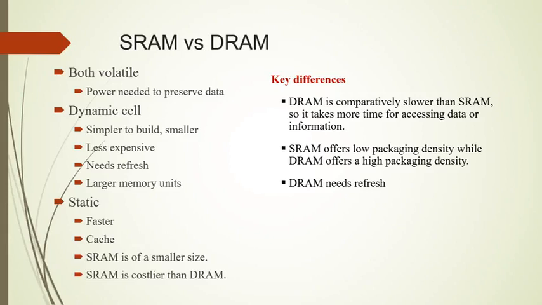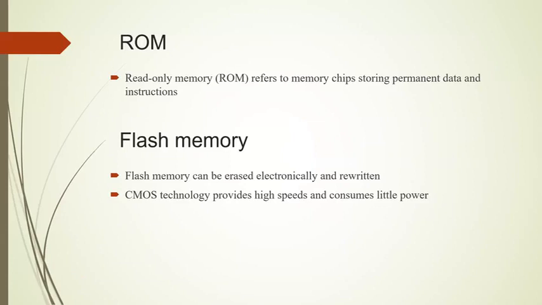SRAM offers low packaging density. That means you cannot store that much data. DRAM offers a high capacity density. Sorry, I gave the wrong explanation. DRAM has more capacity, SRAM has less capacity. DRAM needs refresh. I think now you can get it. Keep in mind, this is important. I will ask questions.